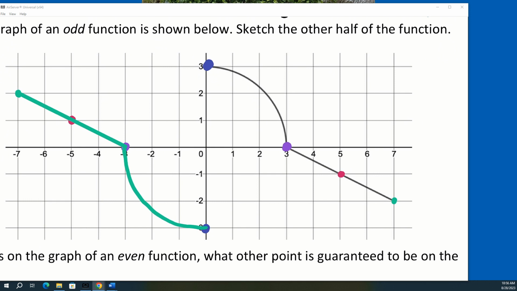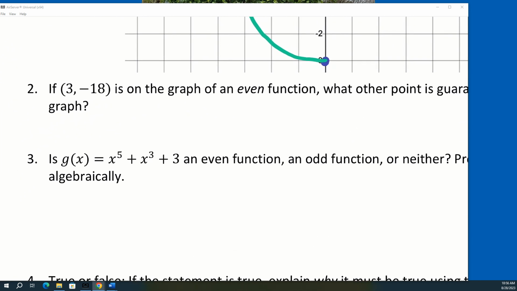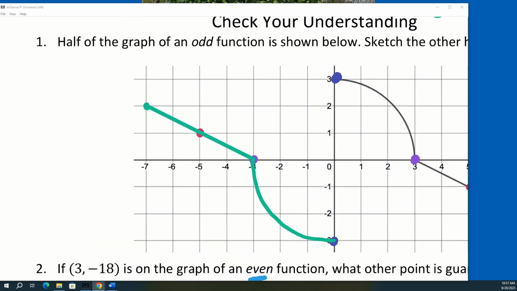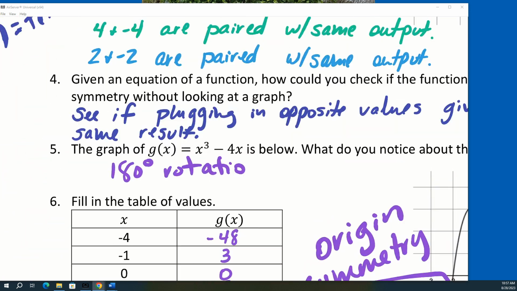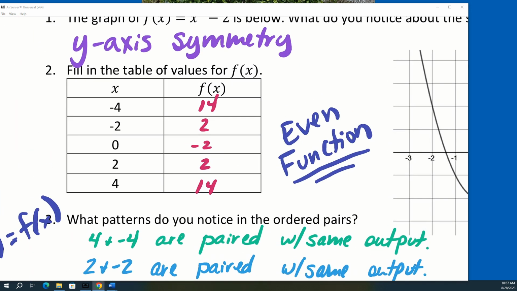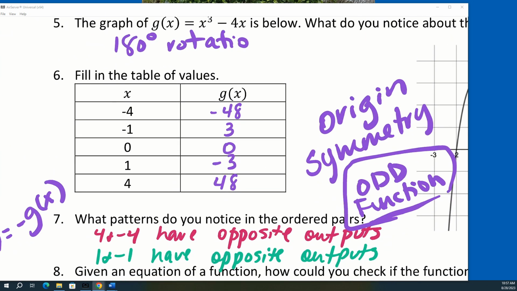Okay. So let's look at number 2. If the point 3, negative 18 is on the graph of an even function, what other point is guaranteed to be on the graph? Negative 3, negative 18. Very good. Because that's what happens on even functions. So even functions, opposites are paired with the exact same number. On odd functions, they're paired with opposite numbers.